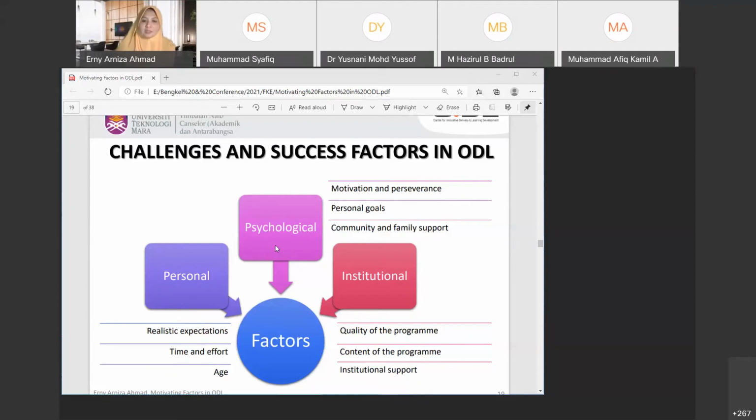And then also the institutional support. So definitely, apa saja masalah, UiTM memang ambil berat tentang pelajar-pelajar. Right.